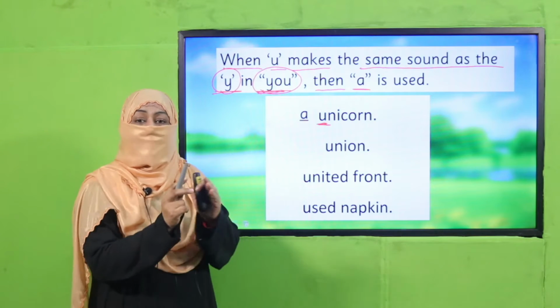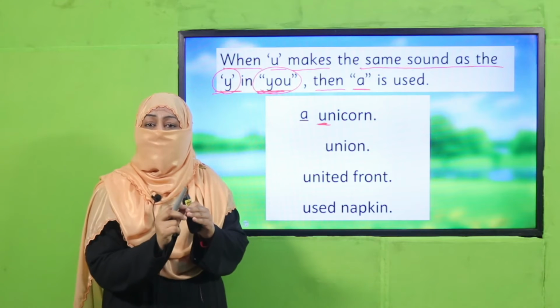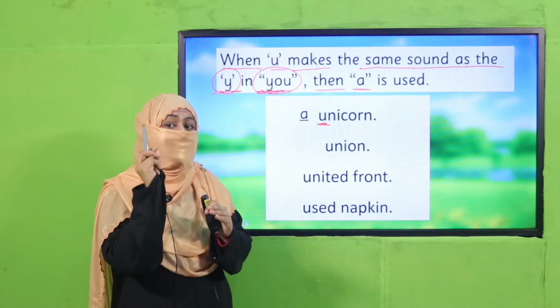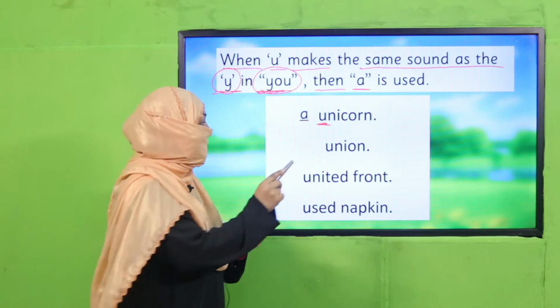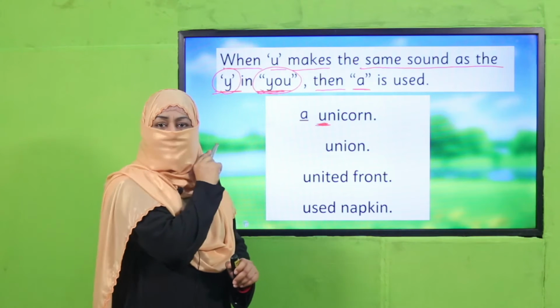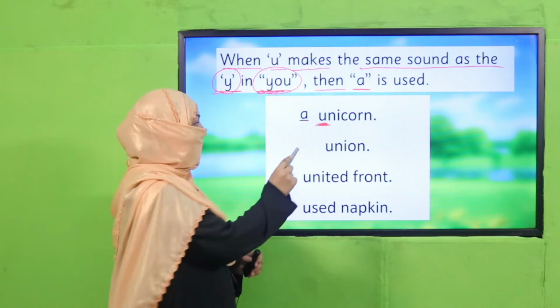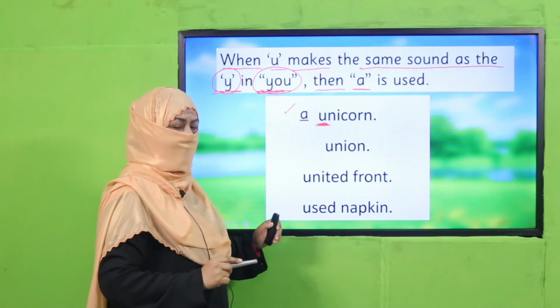This is the exception. That's why, beta, I told you, when you say it, you have to focus on the sound, not the letter. Okay? So here, though it's a vowel letter, the sound is not a vowel sound, that's why you will use a.